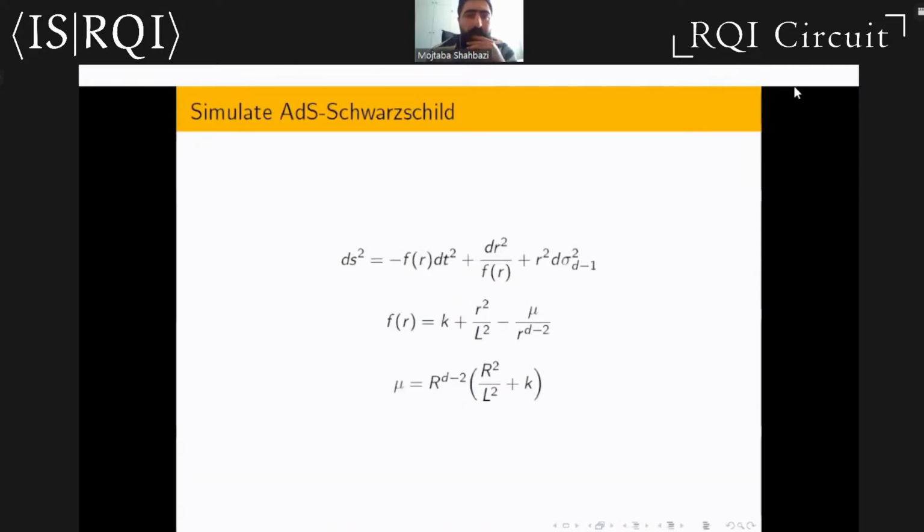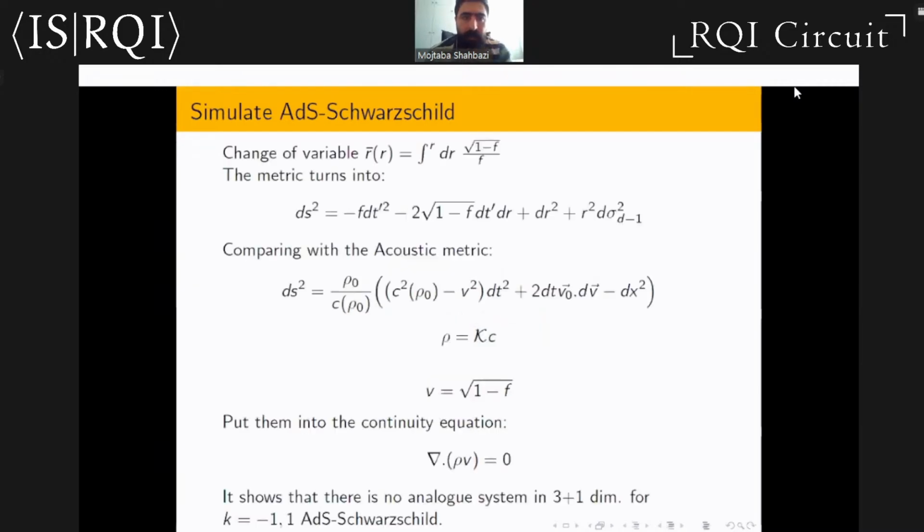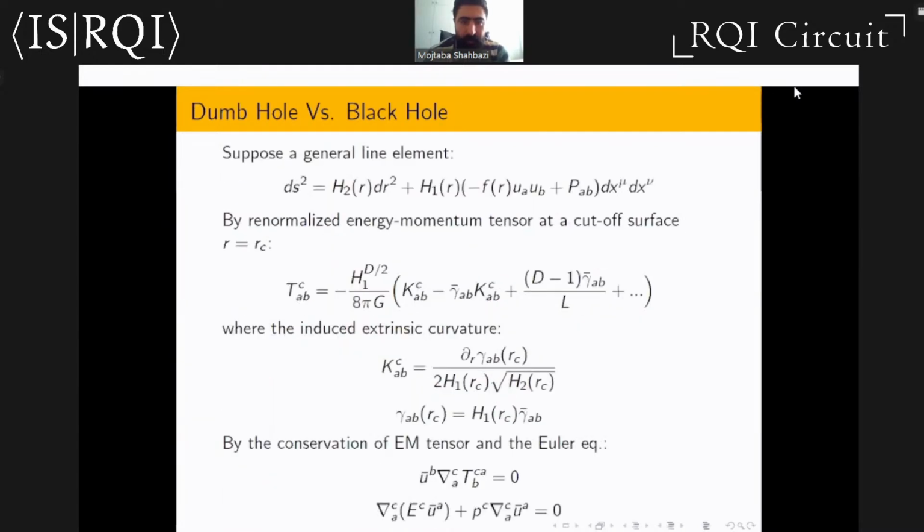Okay. If we want to simulate an AdS Schwarzschild black hole, we turn the AdS Schwarzschild metric into this form by a change of variables, and then compare it to the analog black hole spacetime, and then we can read off the fluid quantities. Rho is the density of the fluid, and v is the speed of the fluid. So if we want to simulate an AdS Schwarzschild black hole with a fluid, we can just prepare these quantities in our laboratories, and then the fluid mimics the AdS Schwarzschild black hole. Okay, let me go through this part and skip this part.